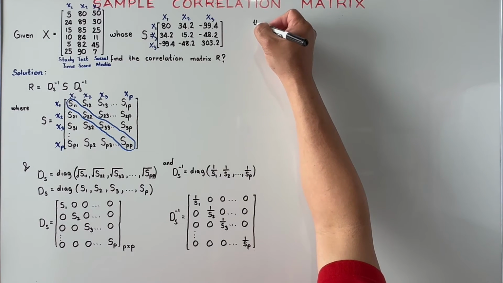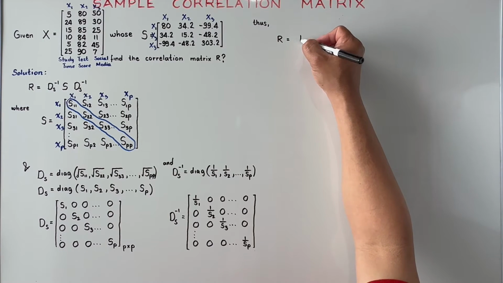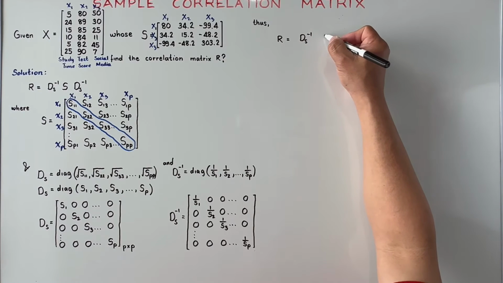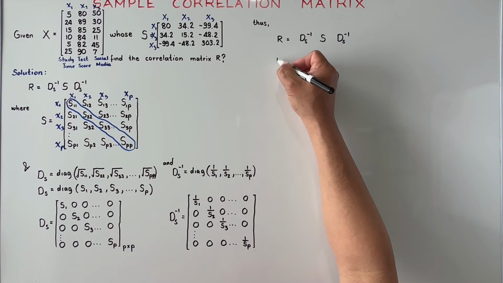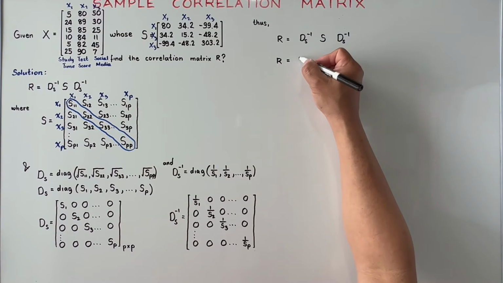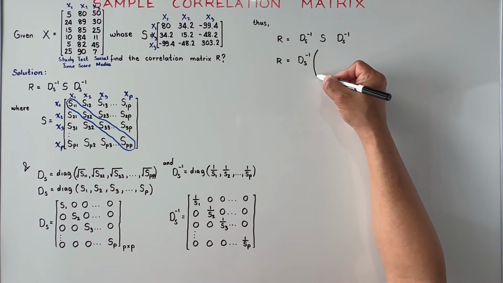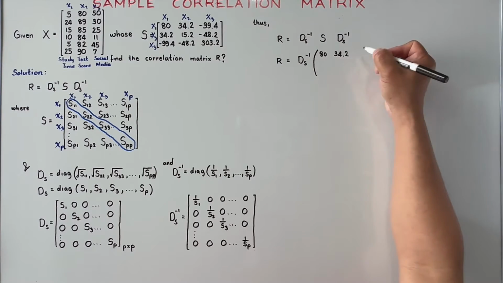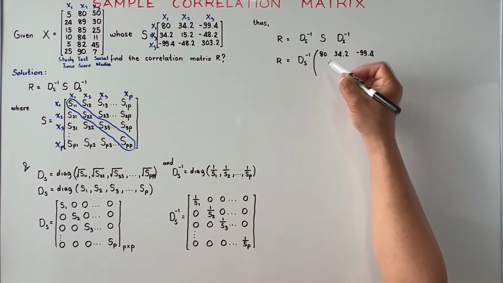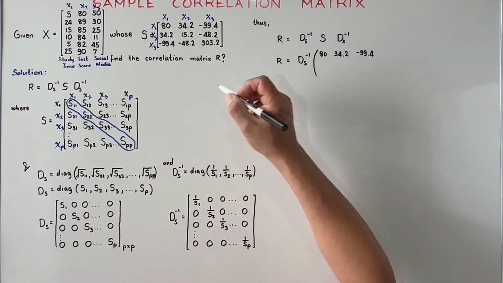Thus, solving our sample correlation matrix R, we have this formula as DS inverse times the matrix S times the matrix DS inverse. So we have the sample correlation matrix R, which is equal to the DS inverse times the sample covariance matrix S, which is 80, 34.2, negative 99.4, which we solved already from the previous video. So this is the sample covariance matrix of our data matrix X here.